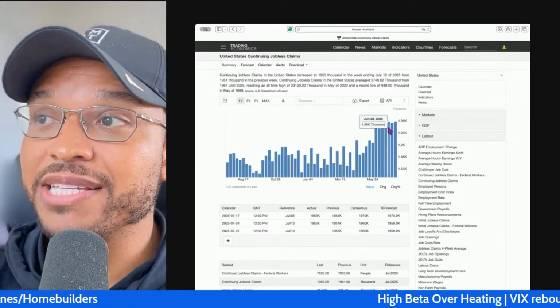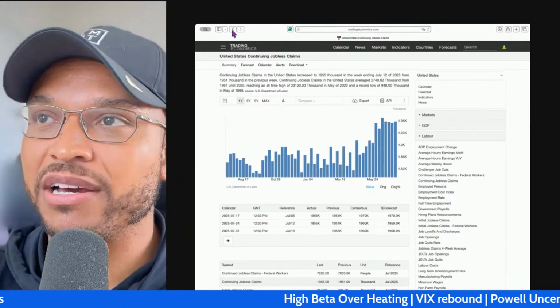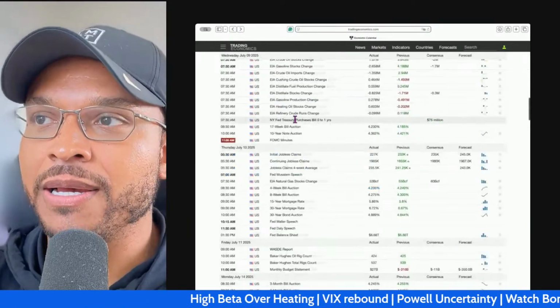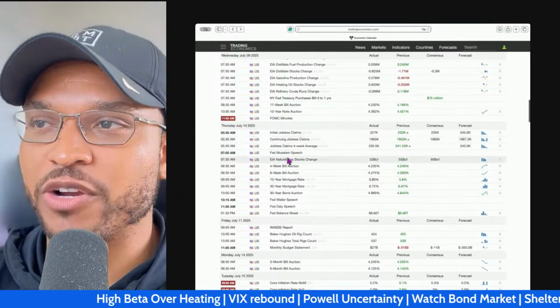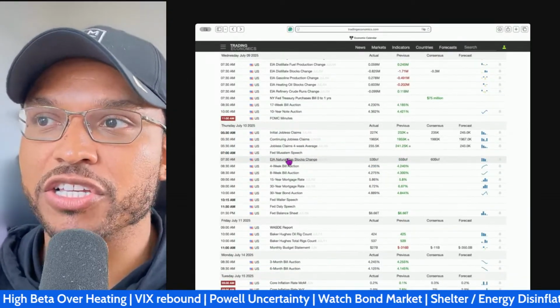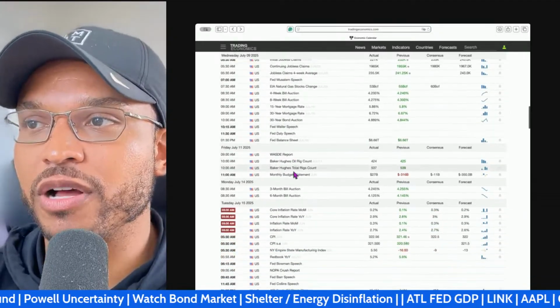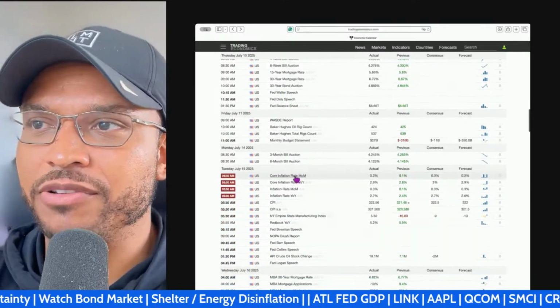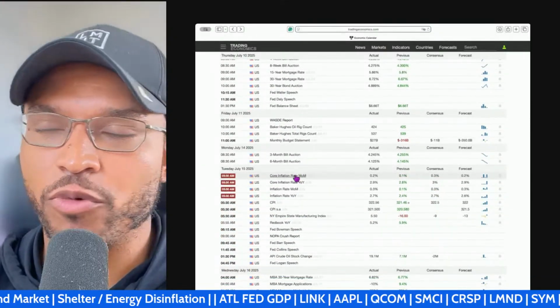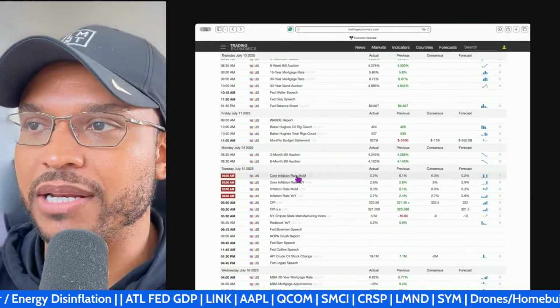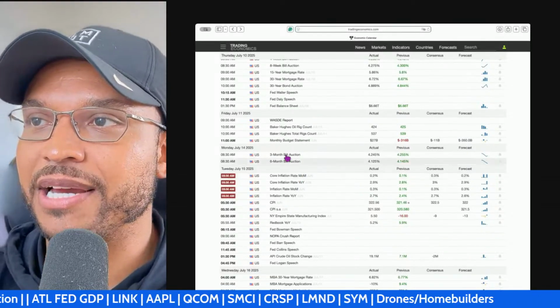Continuing claims are rising, though. They're pretty high. So the people who are already unemployed are not finding a job yet. And that doesn't mean the economy is at risk. It just means there's probably going to be a slowing consumer, right? Consumer sales might slow for a couple quarters, which is fine. That makes the Fed more likely to cut interest rates, right? Not to zero, but a little bit at a time.